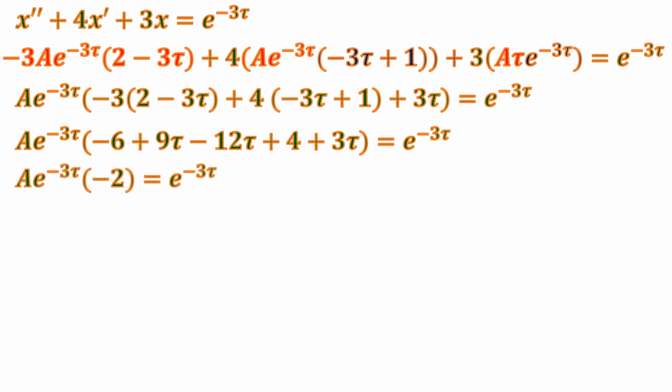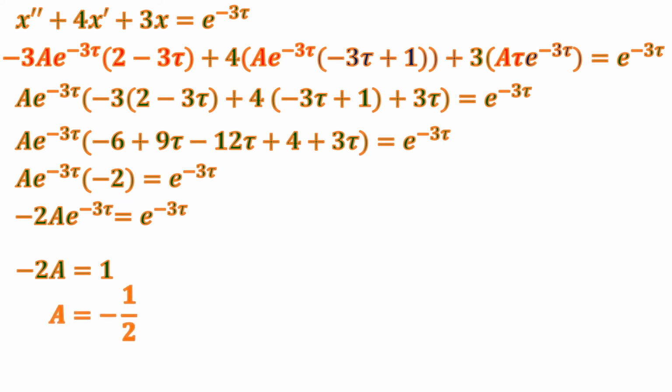And so we combine the negative 6 and the positive 4, it's negative 2. While the 9t minus 12t plus 3t is 0. So it's gone. And then we are going to arrange it in such a way that negative 2 will be at the left side of a, so that it's easier to look at. And now the negative 2a should be equal to 1 because the negative 2a and the 1 are both coefficients of e to the negative 3t. So let's divide both by negative 2. A is negative 1/2.